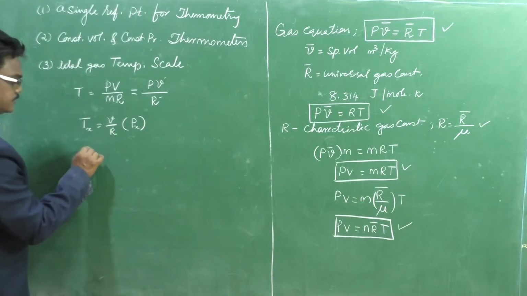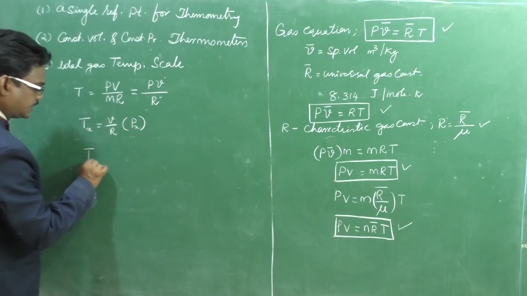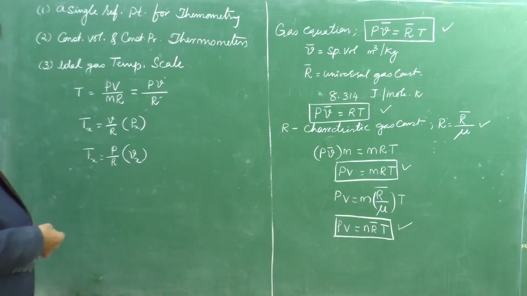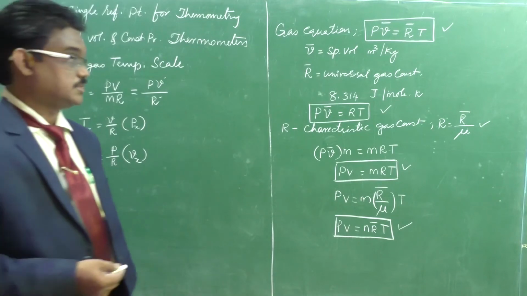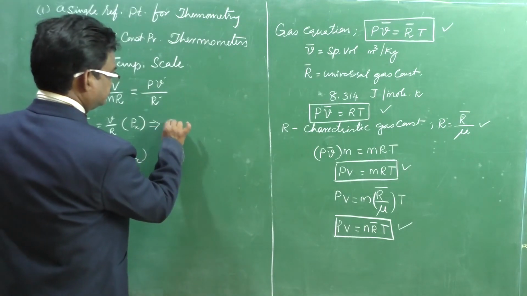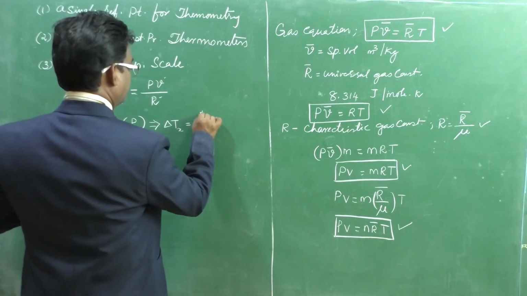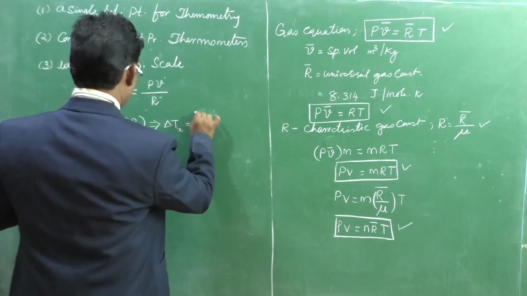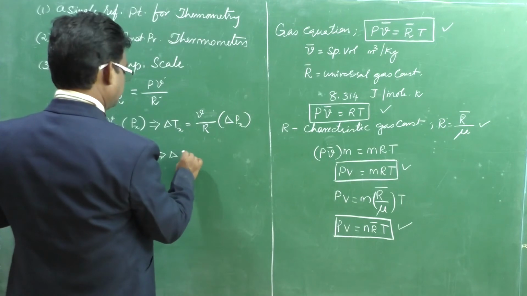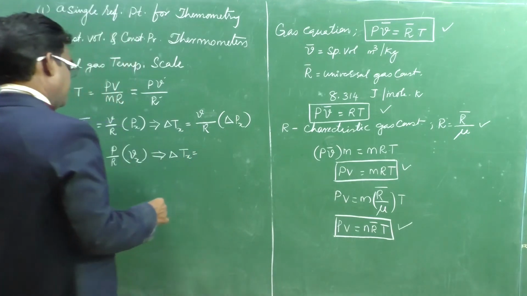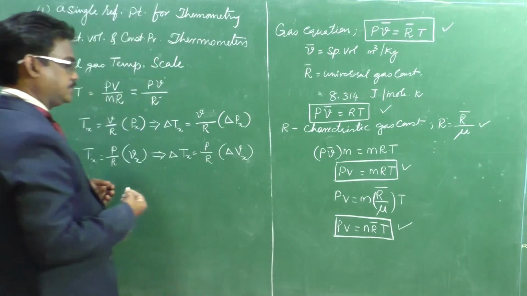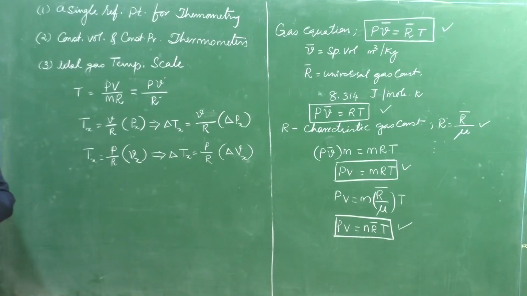Similarly, if pressure is constant, then T at x instant equals P by R into specific volume at that particular instant. Likewise, we can find the temperatures by using this equation. If you consider variation of temperature, delta T at x is equal to V by R into delta P at x instant. When pressure is constant, it will be P by R, and the variable is volume. Likewise, we can find the respective principles and use the thermometers.